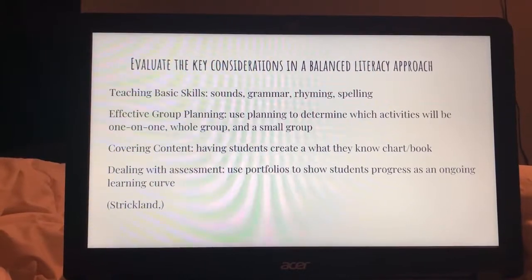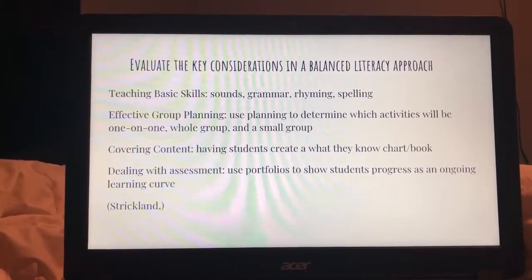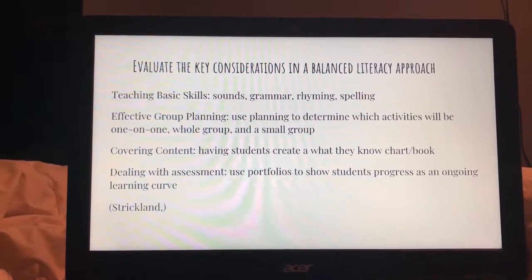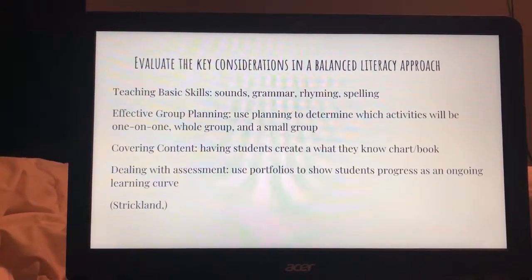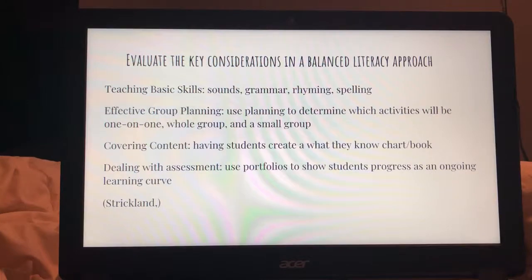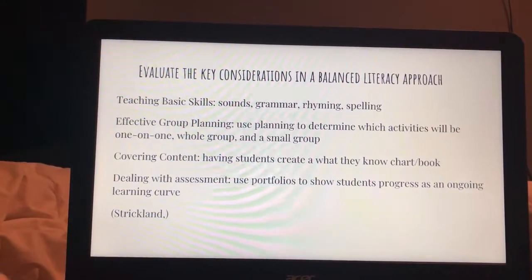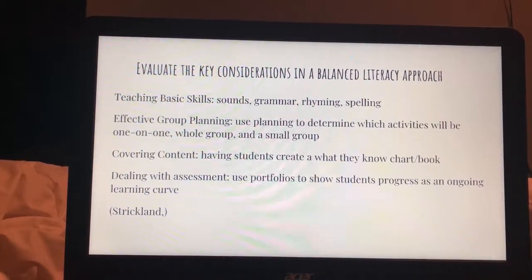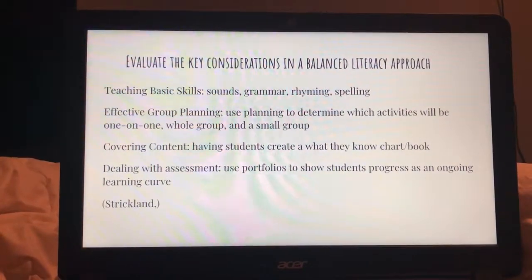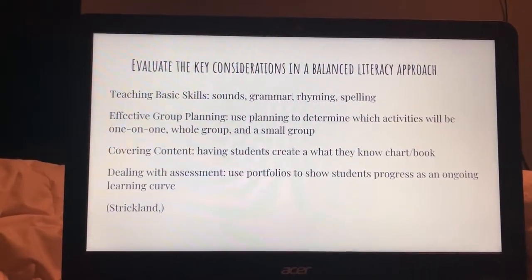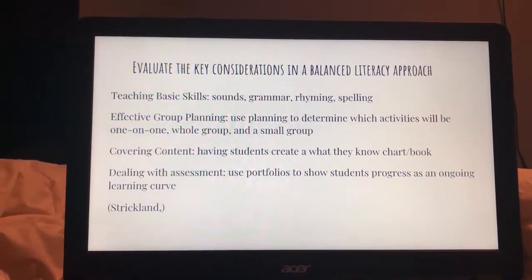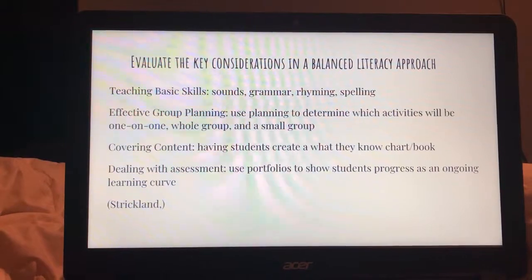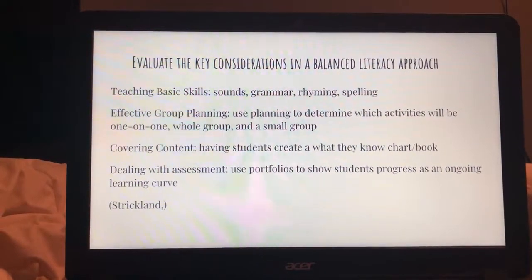The next is covering content, having students create a what-they-know chart or book. So when you are introducing a new topic or a theme, you can ask the children what they know, what they want to know, or what they think they're going to learn about the unit, and having them write it on a chart, or even you making the chart for younger children. For older children, they can make their own book and discuss and write down what they're going to learn in the unit.